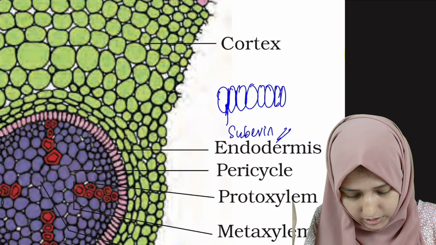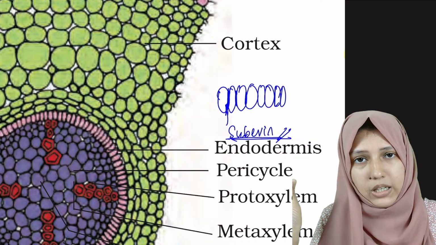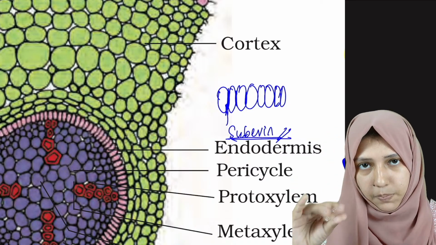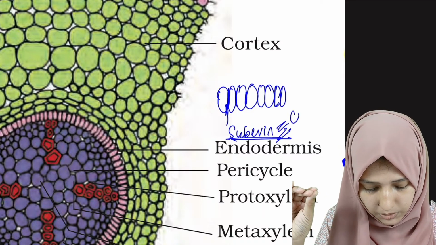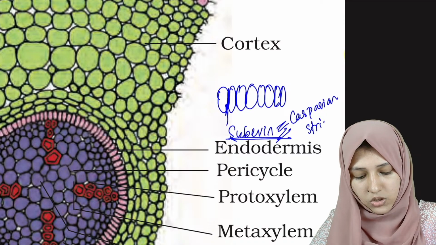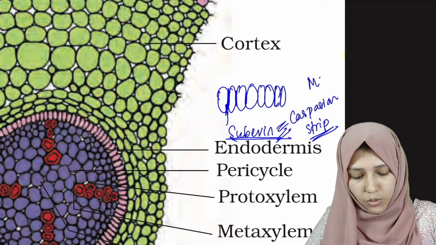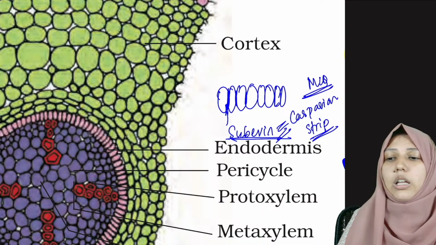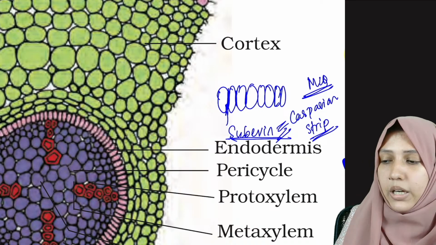So suberin is present, and this type of arrangement will look like a strip. So it is known as Casparian strip. What is it known as? It is known as Casparian strip. Casparian strip is formed of suberin. This is an MCQ point.